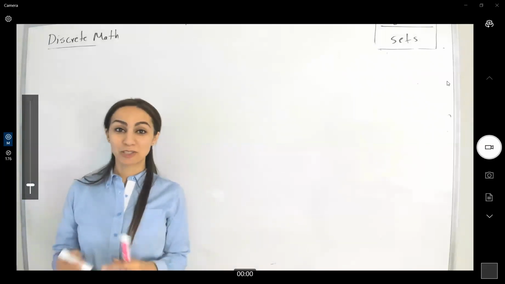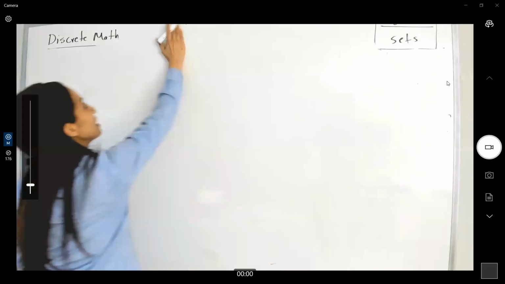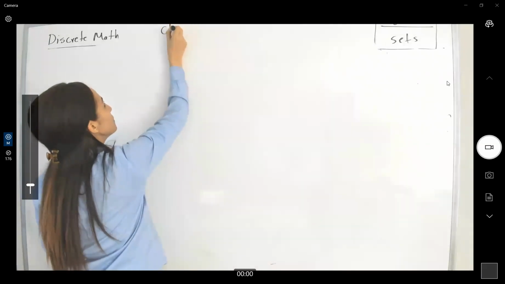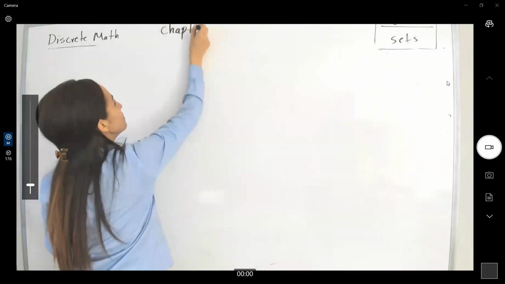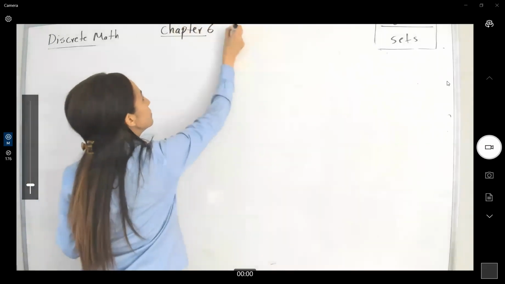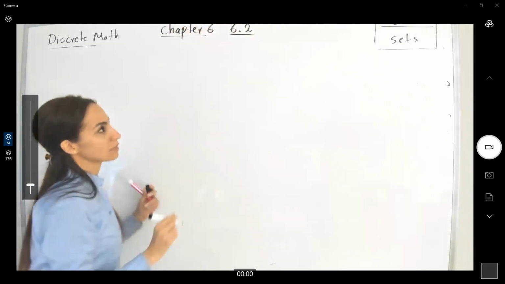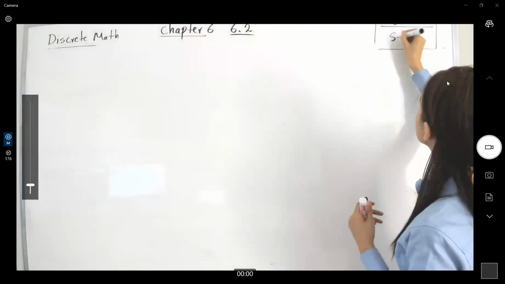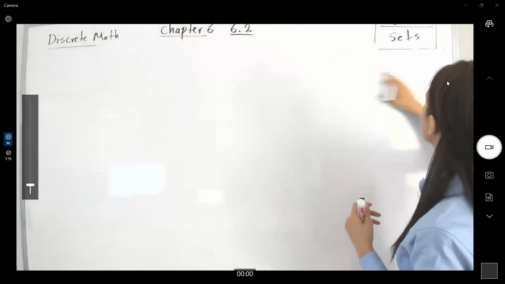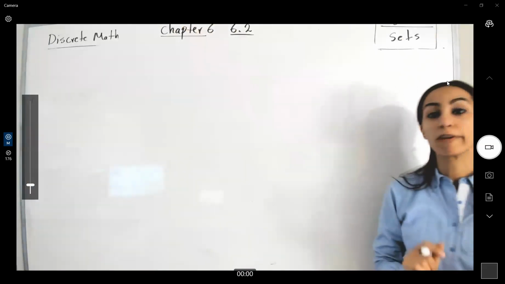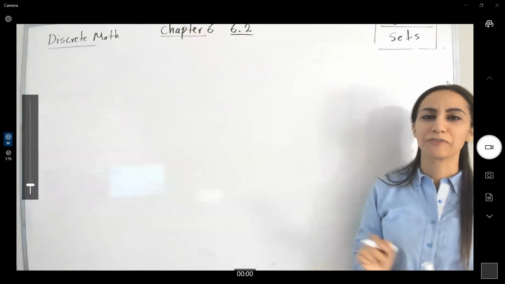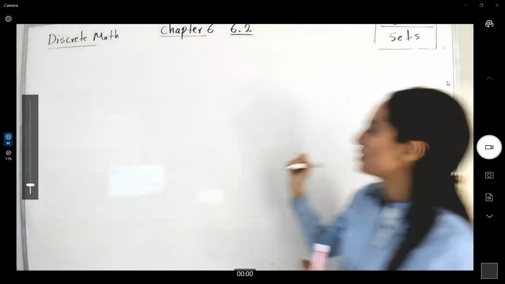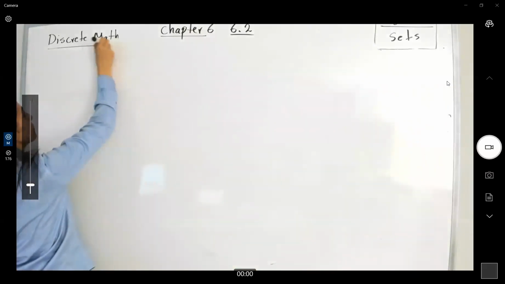We are still in chapter 6, section 6.2, and we're still talking about sets. Let us review what we learned so far, then we're going to start this new content.